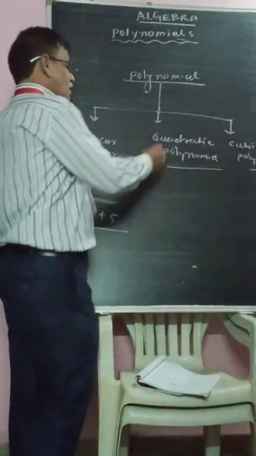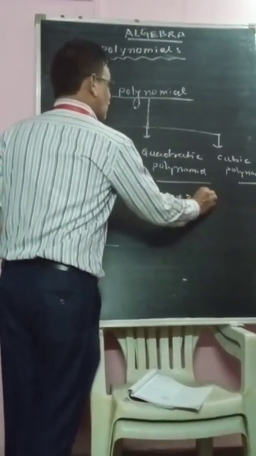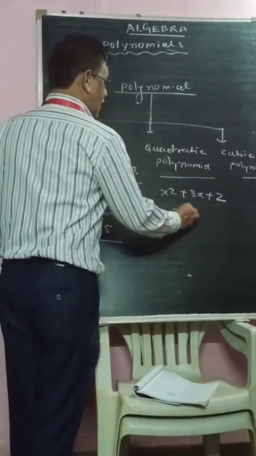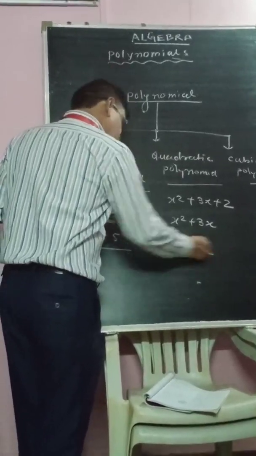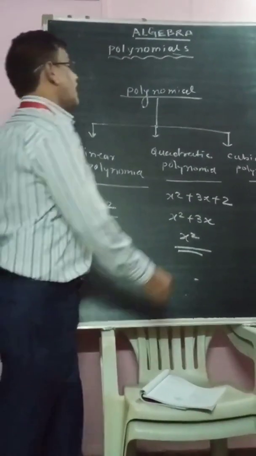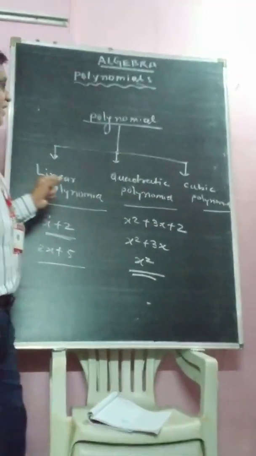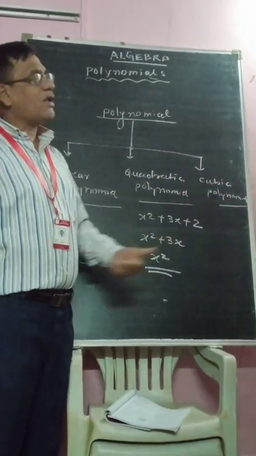Okay, so quadratic polynomials are x square plus 3x plus 2. This is also a quadratic polynomial. Or x square plus 3x, this is also a quadratic polynomial. Or only x square is also called a quadratic polynomial. Right? Now, a cubic polynomial is a polynomial having the highest degree, or highest power, 3.